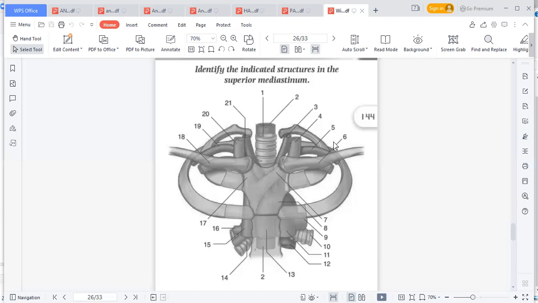Number six, if you're able to see it properly, what is six? So six is left subclavian. There's a vein and an artery, and the veins are larger than the arteries. So number six is the left subclavian vein. Make sure to see that one properly. The veins have a wider lumen, while the arteries have a narrow lumen but thick walls. That's how you differentiate them.